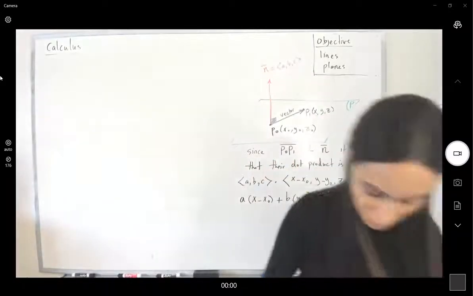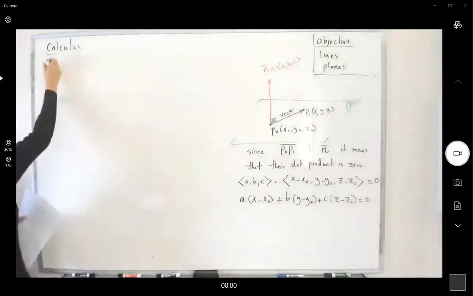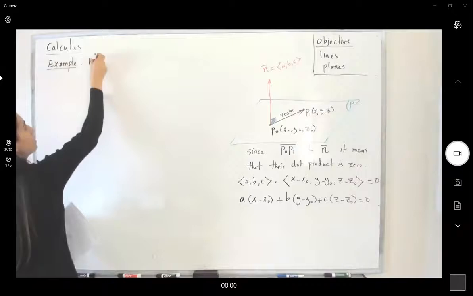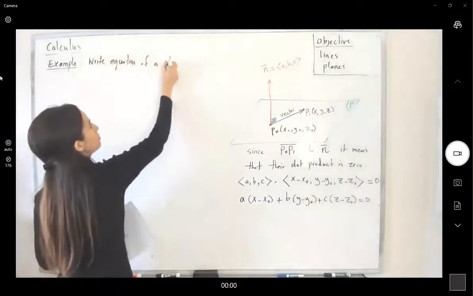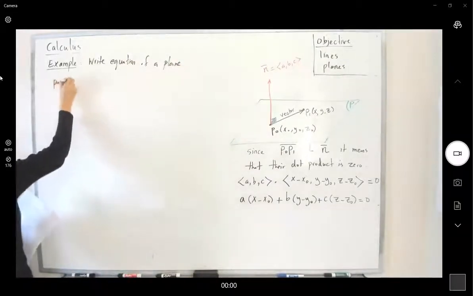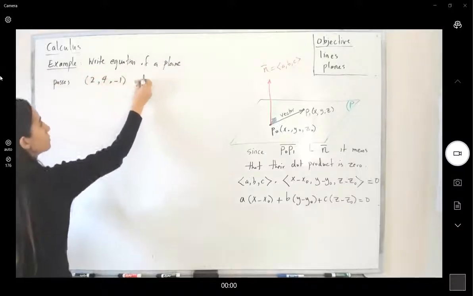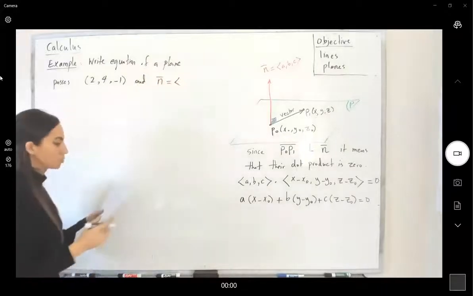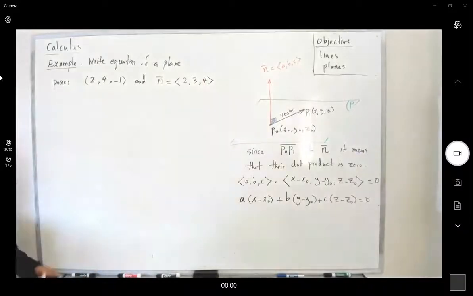Okay, our example says: write the equation of a plane that passes through the point 2, 4, minus 1, and the normal vector n is given as 2, 3, 4.